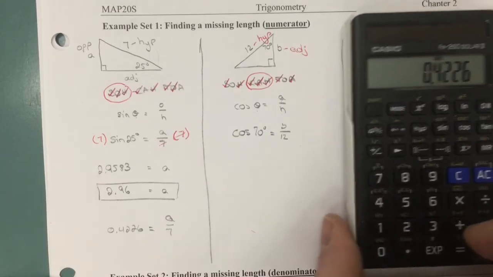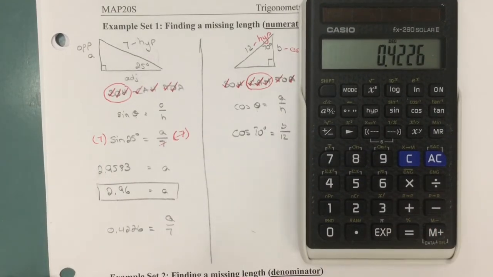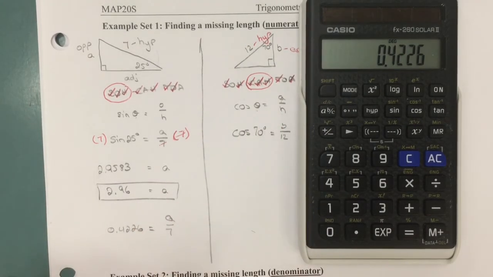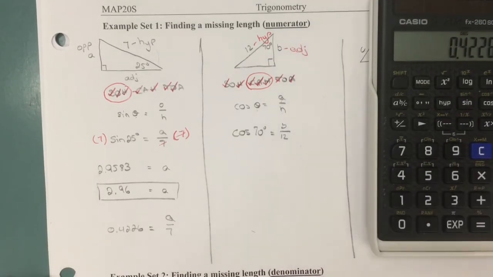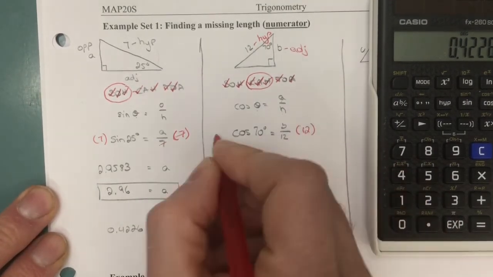Now you can take this one step at a time. You can figure out what the cosine of 70 degrees is. In other words, you can figure out what this ratio has to be equal to. Or you can just solve for B very quickly by multiplying both sides by 12 and then finding the answer.